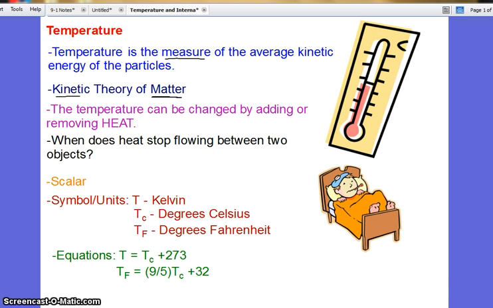Now, temperature is a scalar, meaning it has no direction. It wouldn't make any sense to say that the temperature is 50 degrees Fahrenheit north. Direction doesn't matter in this case, but it still can be negative, even though it's a scalar. We really have 3 different types of temperature scales that we use today.